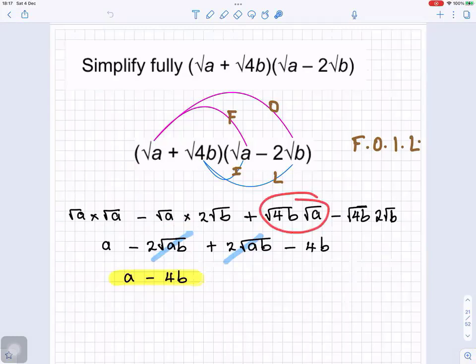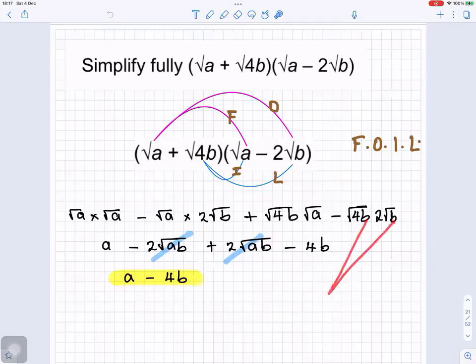Same for this one. Square root of 4 is 2. Square root of b times square root of a is square root of ab. So it's minus 2ab plus 2ab, which is 0. And square root of 4 is 2. Square root of b times square root of b.